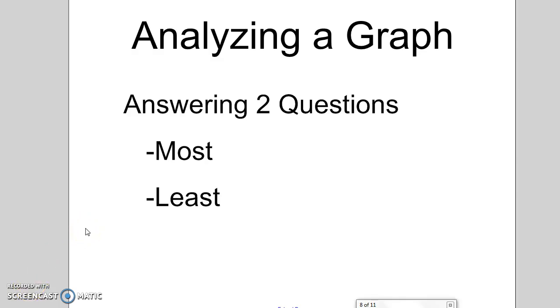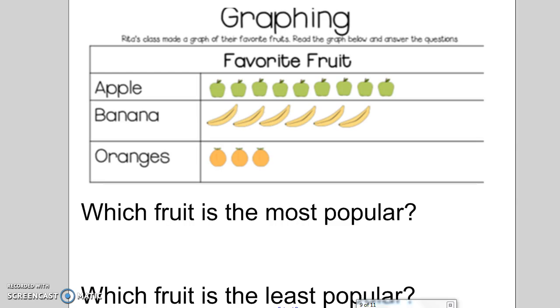Hello friends, today we're going to be analyzing a graph and we're going to be focusing on two different types of questions. We're going to be looking at a graph and determining which has the most, and we're going to be looking at the same graph and determining which has the least. So we're going to look at our first graph.